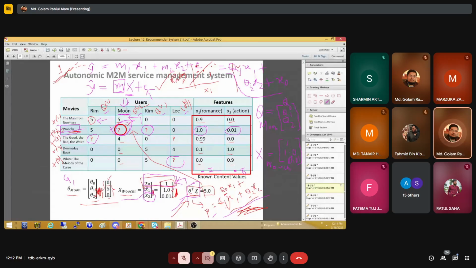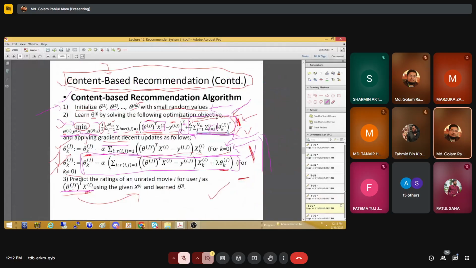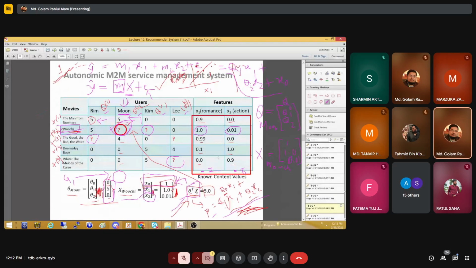If we consider the user Moon, for the Gladiator movie, what will be the value of that? And we know that there is theta 0, theta 1, and theta 2. Theta 0, theta 1, and theta 2, maybe you can say 0, 5, and 0. Okay, 0, 5, and 0. So this we have already learned from the gradient descent method. And then we can predict the rating for Gladiator in the case of the user Moon.